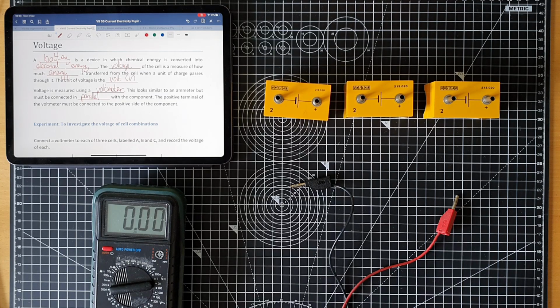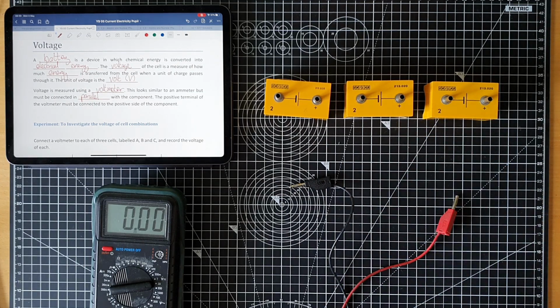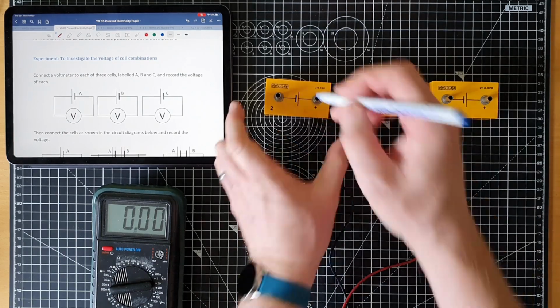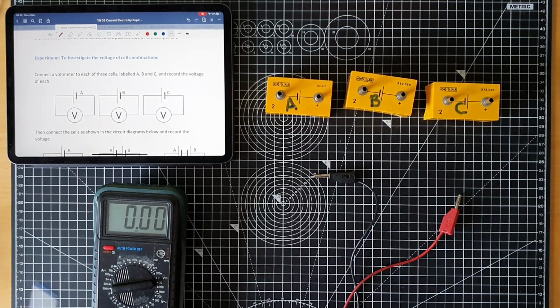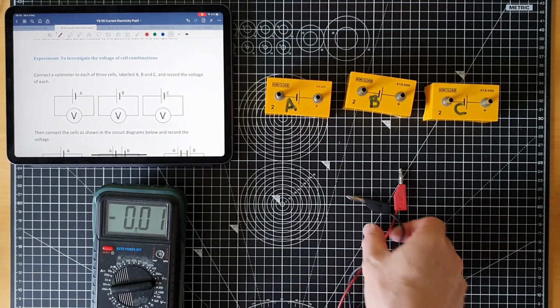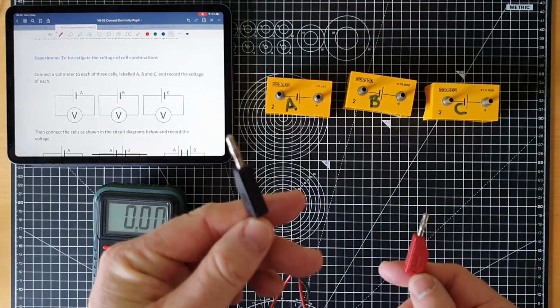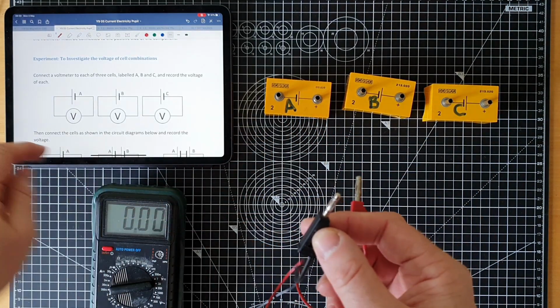So what we're going to do is we're going to measure the voltage of each of these cells individually, and then we're going to combine them together in different circuits and see what happens to voltage whenever we add cells in different ways. So to do this, we're going to label each of these 3 cells A, B, and C. And that's just so we can keep track of them. So I've got this set up as a voltmeter here. The black wire needs to be connected to the negative side and the red wire needs to be connected to the positive side. So let's see what we get.